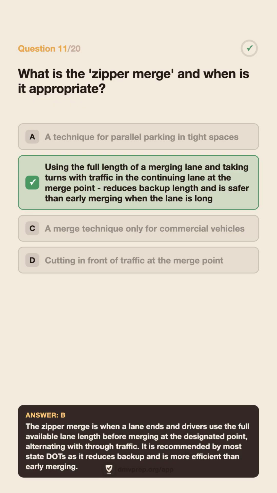The correct answer is B. The zipper merge is when a lane ends and drivers use the full available lane length before merging at the designated point, alternating with through traffic. It is recommended by most state DOTs as it reduces backup and is more efficient than early merging.